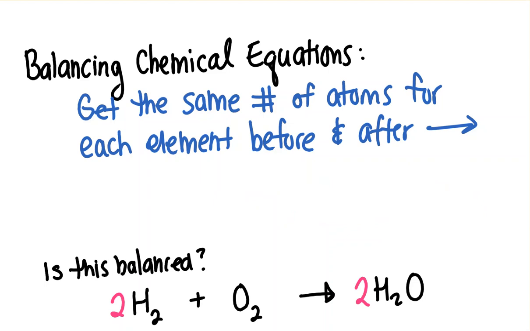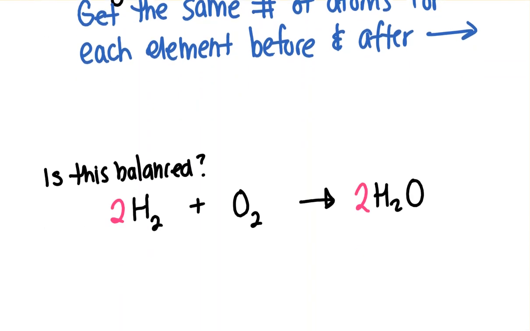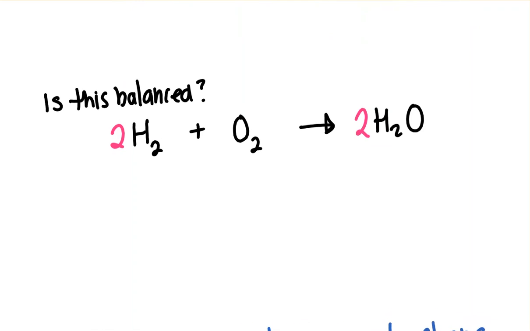Balancing chemical equations means that you're going to determine coefficients so that you're not losing any atoms. So you're going to be counting the number of atoms of each element before and after the arrow, and then adjusting to make sure you're not losing any. Let's look at this example so we can see what it means.